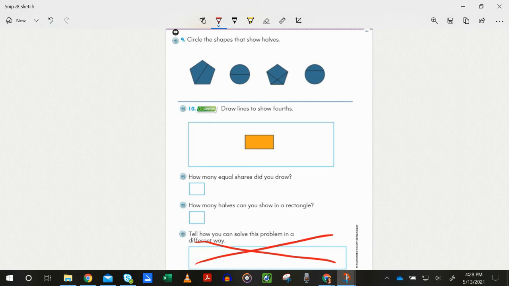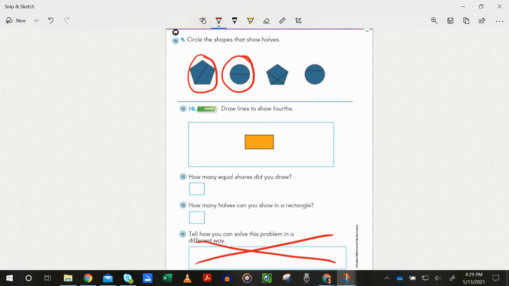Switch to a crayon. Let's check our work. Number 9. Does this first shape show halves? Yes. Does the second shape show halves? Yes. Both those shapes are cut into 2 equal pieces. Is the third shape in halves? No. We have 4 pieces and they are not equal. Is the fourth shape in halves? No. We do have 2 pieces, but they are not equal.